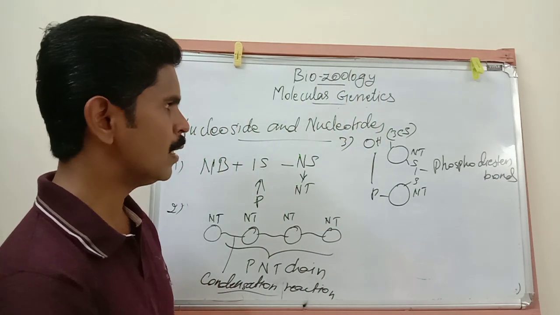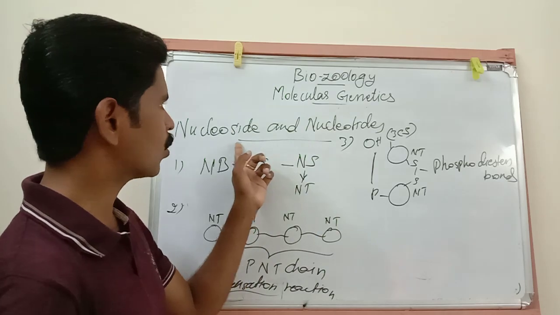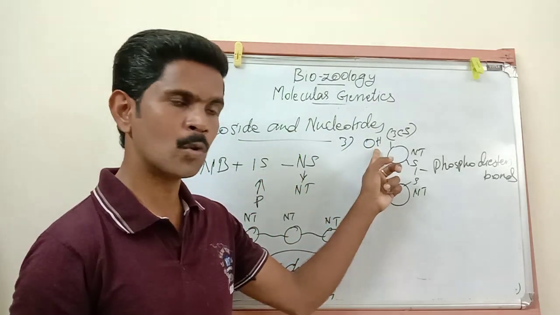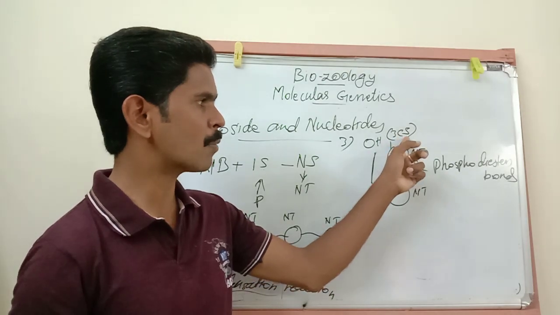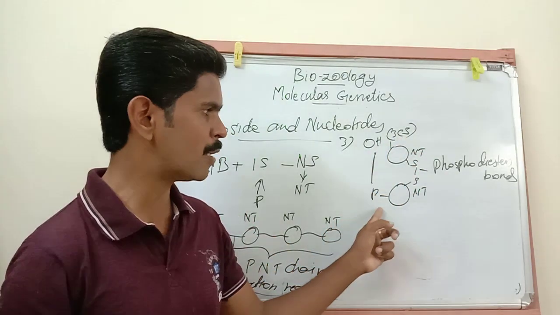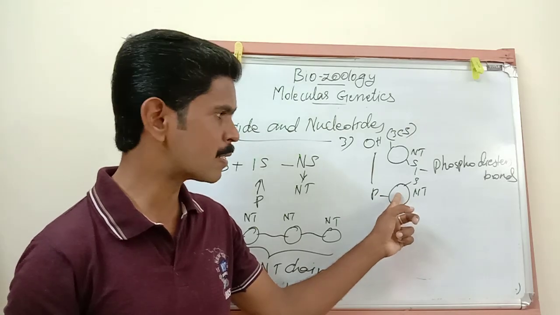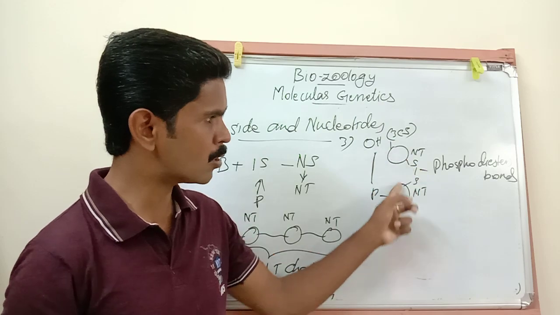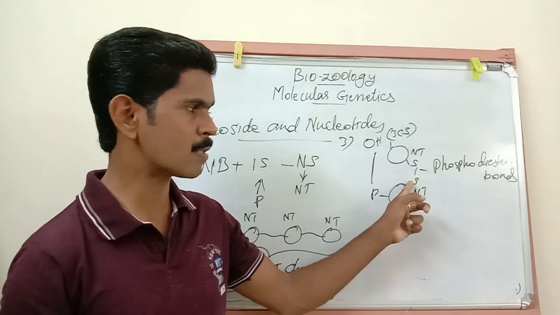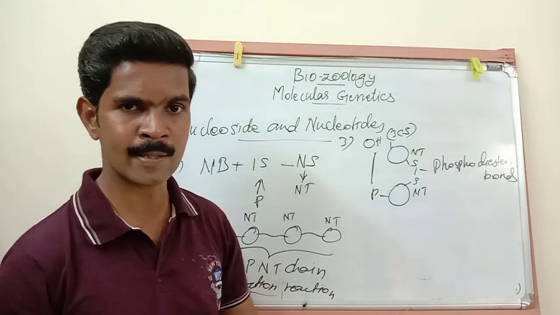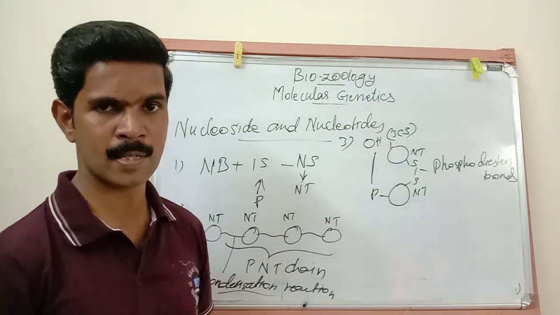So hope you understood. See, the third point about this nucleoside and nucleotide is the hydroxyl group present in the 3-carbon sugar of one nucleotide is linked with the phosphate present in the nearest nucleotide. Then the sugar molecules present in two adjacent nucleotides are linked by a bond. That bond is called phosphodiester bond. This is the third point.